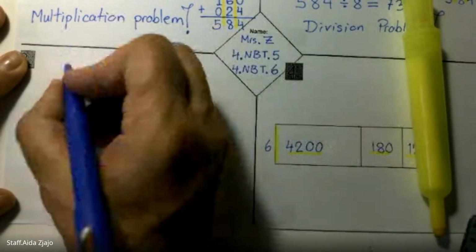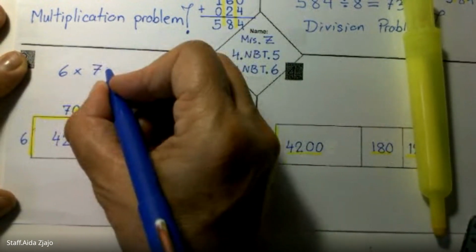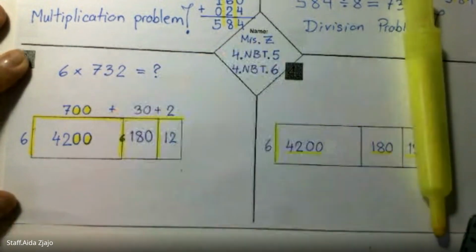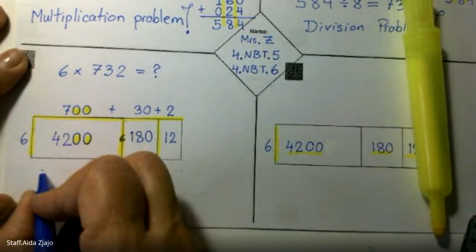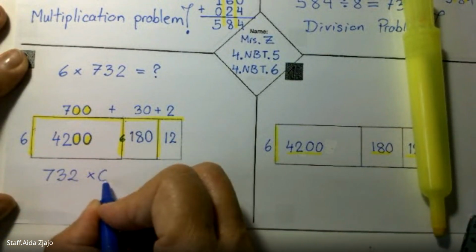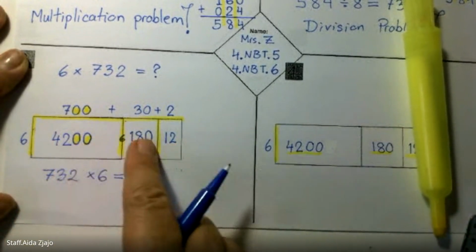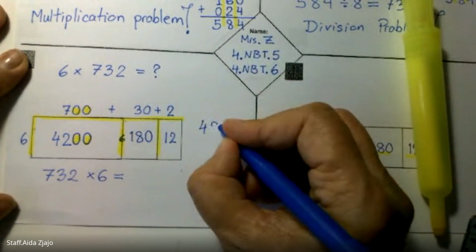So the problem was 6 times 732. We did not know what it is. So this was multiplication. And now we know that if we switch around, I can do 732 times 6. We will find the solution, and the solution is the numbers that you come up with. So it is 4,200.